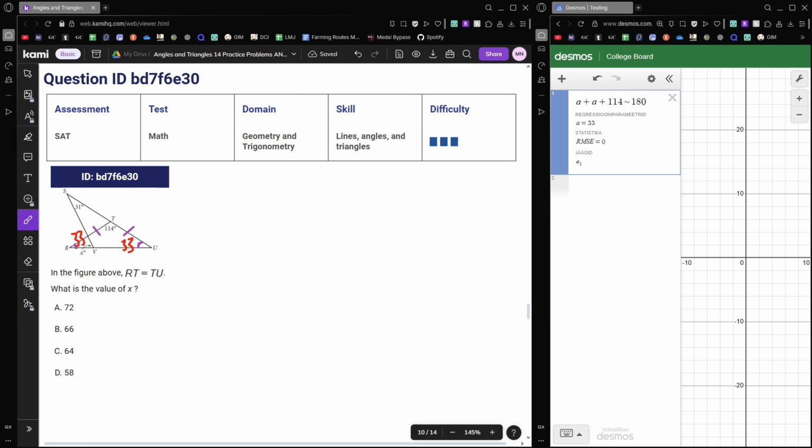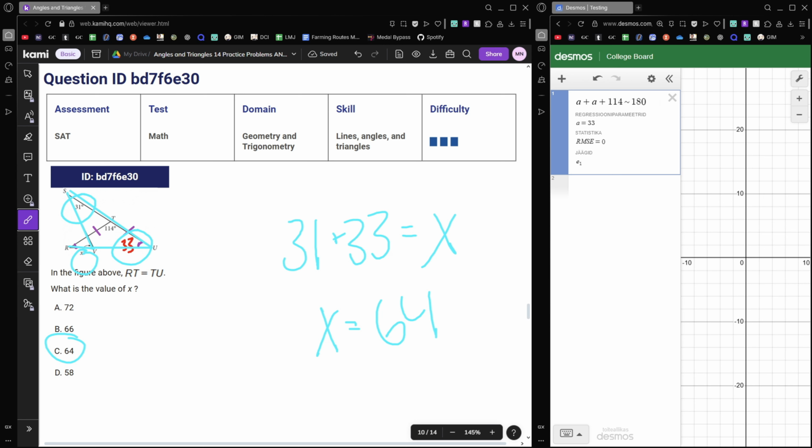Alright, now to solve for x, we can use the exterior angle theorem. Now we're going to be focusing on this. And once again, the exterior angle theorem states that the two interior angles, so this angle and this angle, added together will equal the exterior angle, which is x. So 31 plus 33 is equal to x. That means that x is 64, making our answer C.